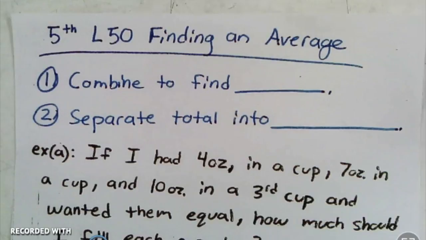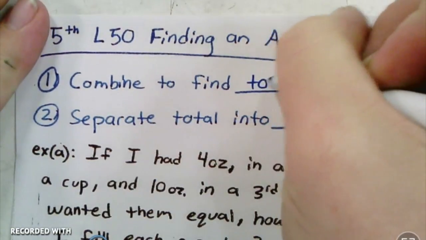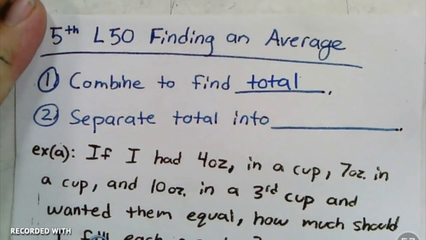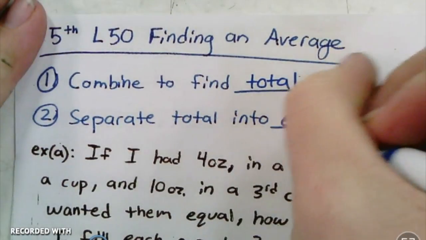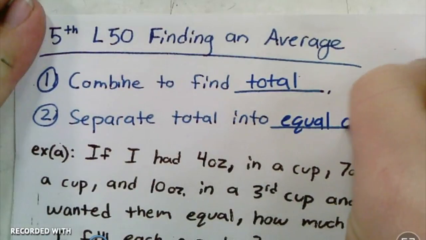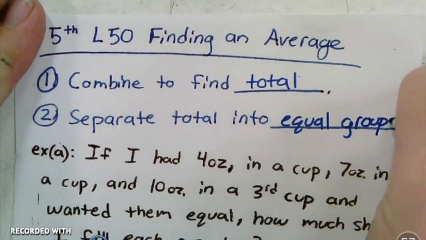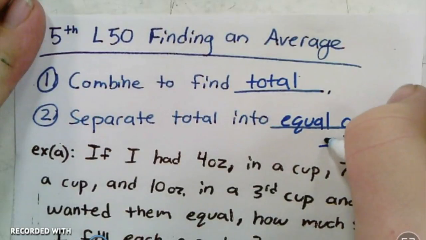Ready with lesson 50 on finding an average. In order to find an average, the first thing you have to do is combine all the numbers to find the total. The second thing you have to do is separate that total into equal groups. And we always separate into equal groups by dividing.